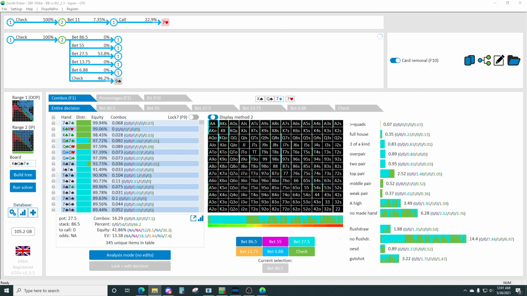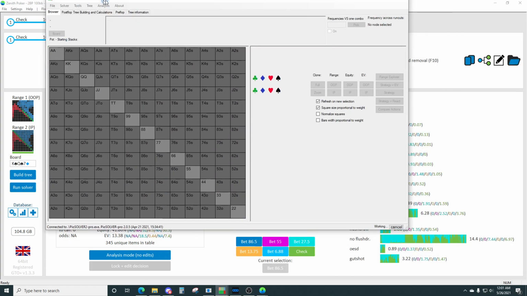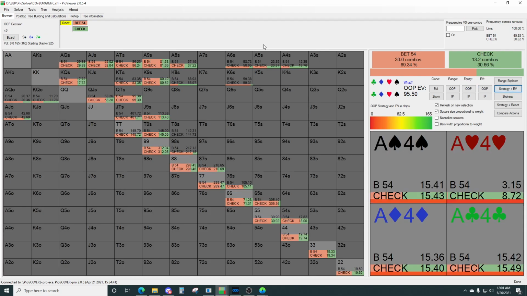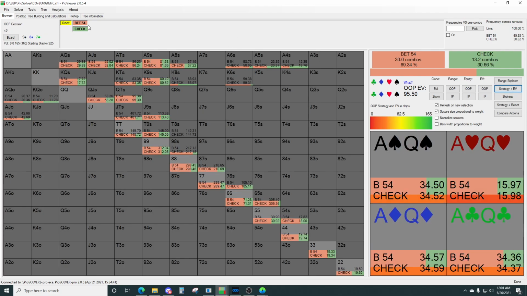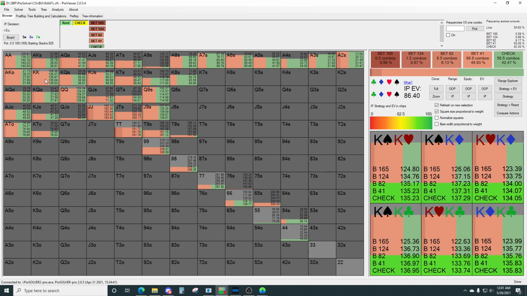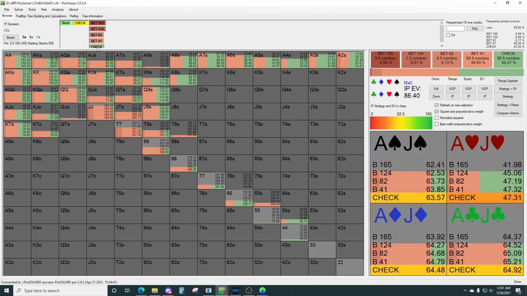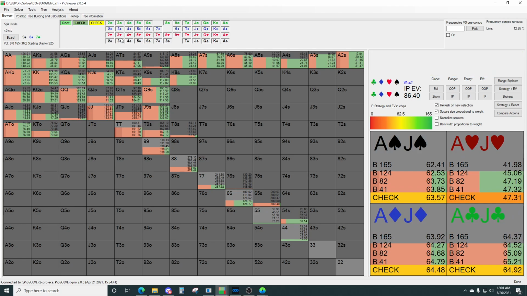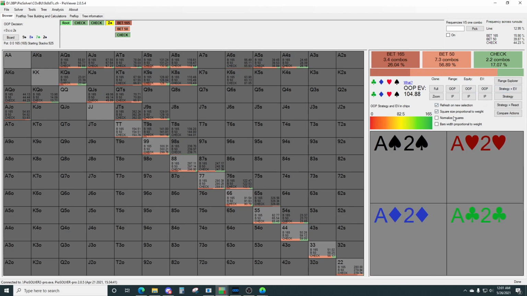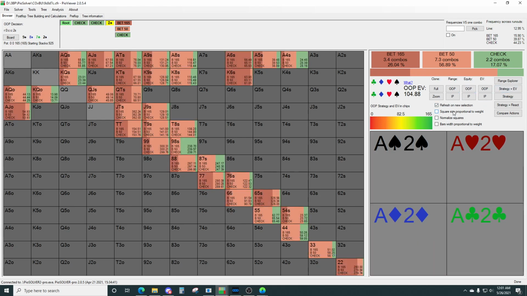Okay, here's 9-8-7. Out of position is going to be donking this board a bunch. In position is going to be checking back overpairs a bit more often. But I'd still imagine the turn is a pretty high frequency bet. The sim isn't as good, but you can see out of position still betting a bunch.